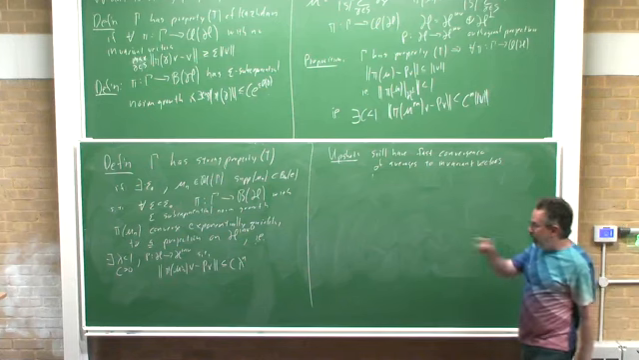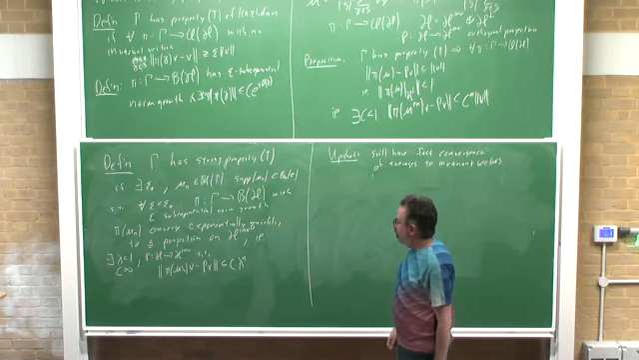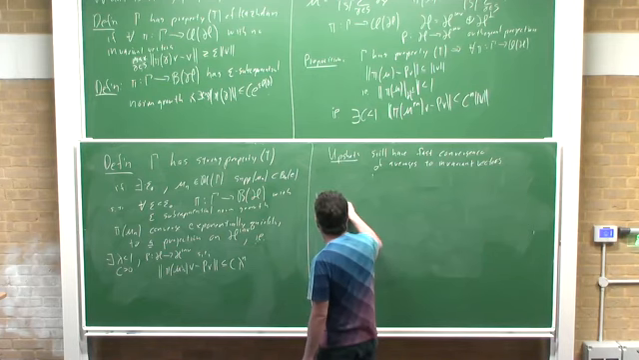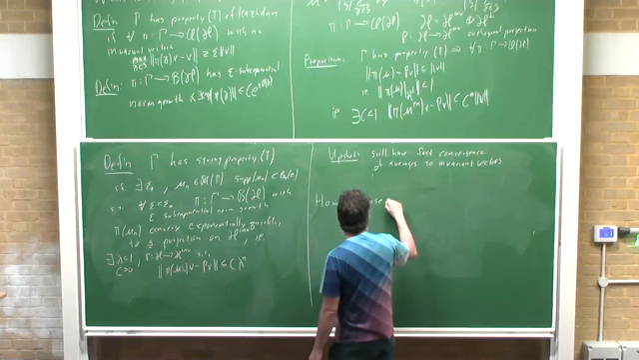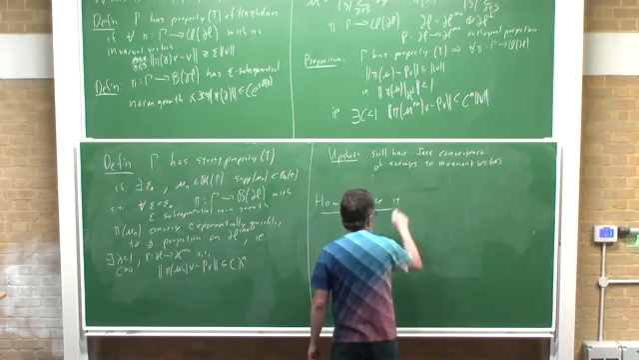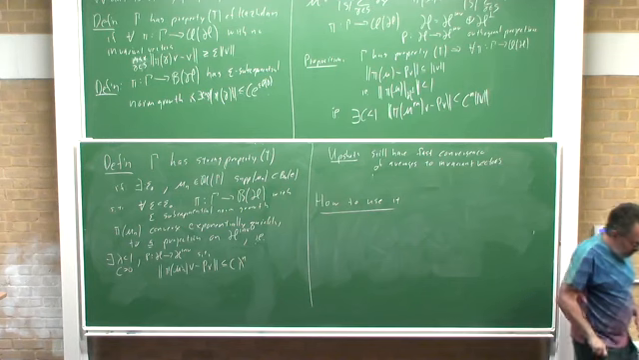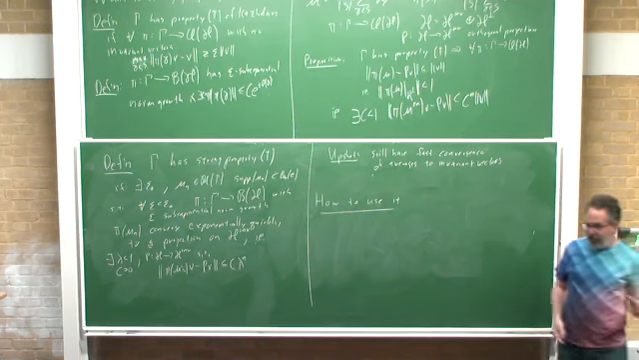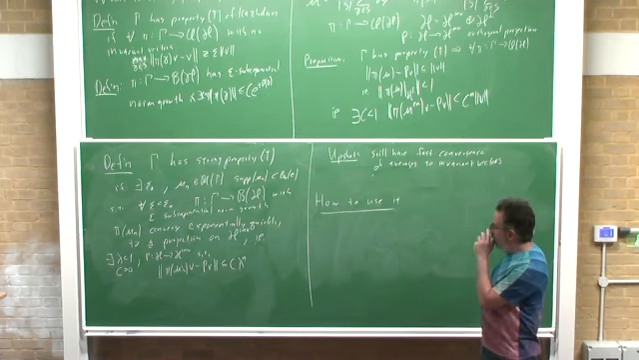All right, so now I've told you what strong property T is and told you a few things about it. And now I just want to tell you how to use it. So, next part of the talk.